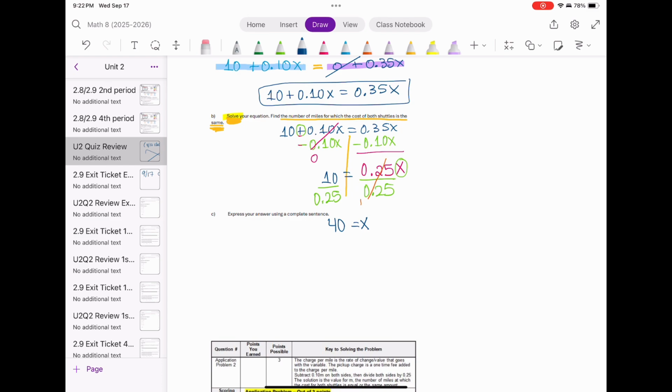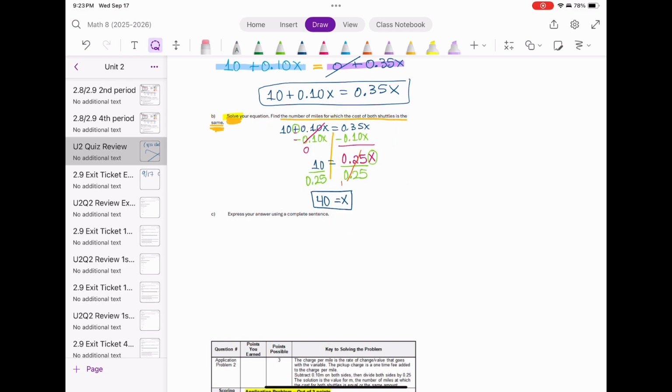And that's your answer, right? The question said, find the number of miles for which the cost of both shuttles is the same, and the number of miles is 40. So you can say x equals 40, or you can say 40 miles. X equals 40 miles.